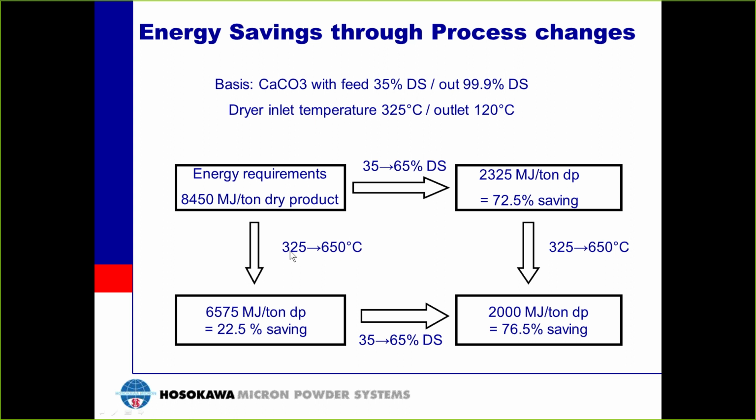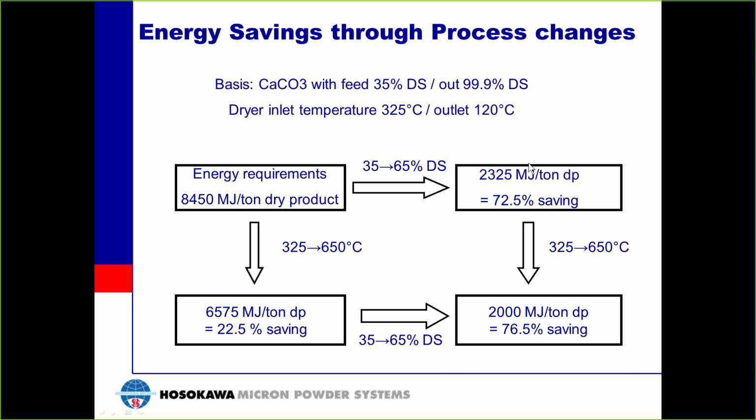Now, also what you can do is you can simply increase the temperature of your feed. If you go from 325 degrees C to 650 degrees C, you can use 6,575 megajoules per ton of dried product, and you can see savings. This is going to come from requiring less airflow. It's going to allow you to operate your system more efficiently. Another thing that happens when you use less airflow is that your ancillaries will be smaller, so your bag house and your blower. So this can be good in other ways as well.